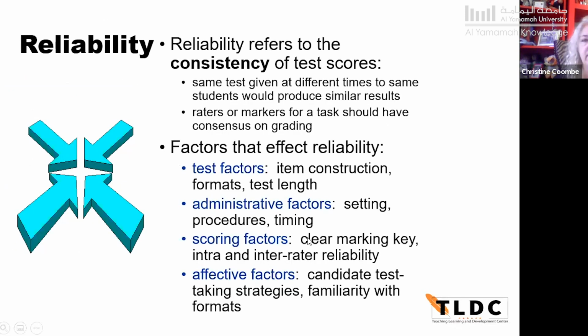Let's move on to the second cornerstone, reliability. This is basically the consistency of your test scores. This is the idea whereby you give the same test at different times to the same groups of students, that if the test is reliable, they would produce similar results. One important thing to remember with regard to reliability is that the way we rate and mark can have an impact on our grading. And we'll touch upon more examples of that when I see you back on December 6th.